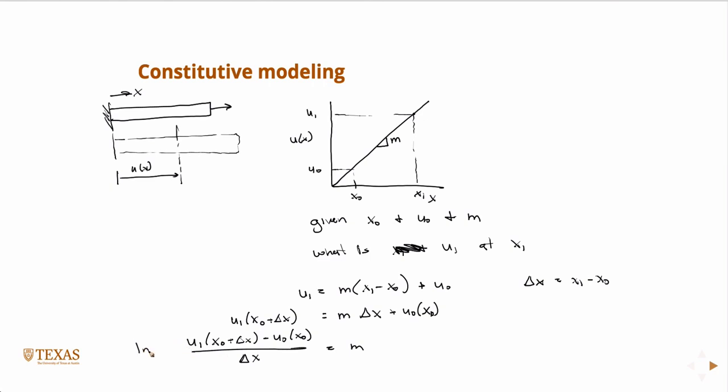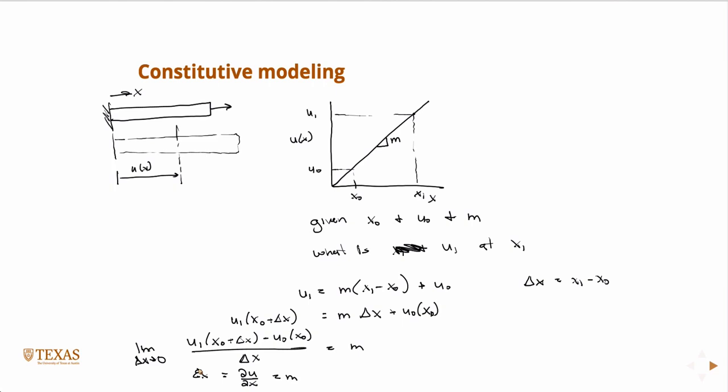And then if we were to take the limit of this as delta x goes to 0, then on the left-hand side we have the definition of a derivative, right? So this is like partial u, partial x. And of course, we know that visually that's the slope of the line, right? That's m. And so in one dimension, this would be our mathematical definition of strain, right?